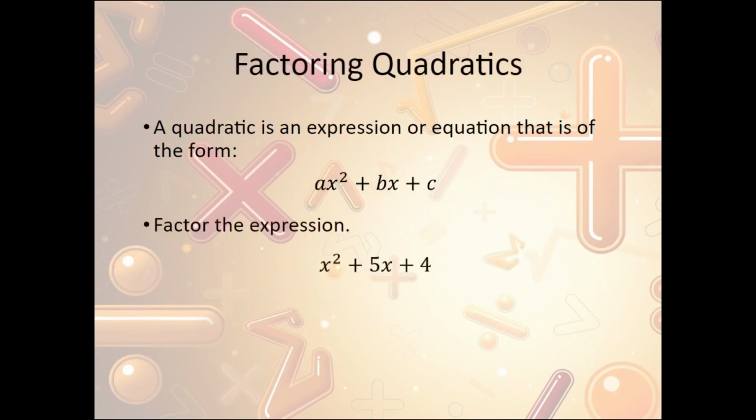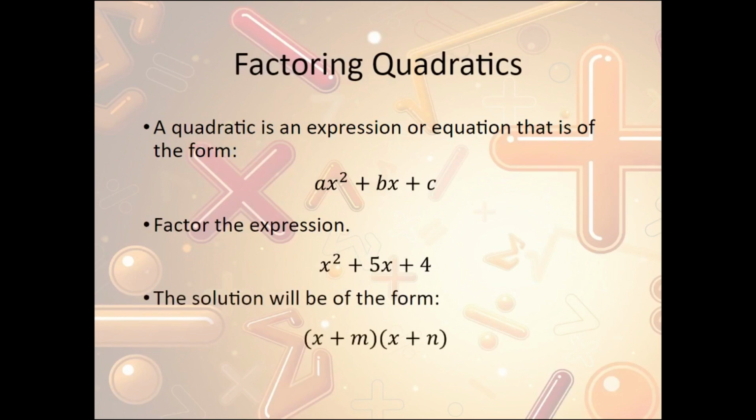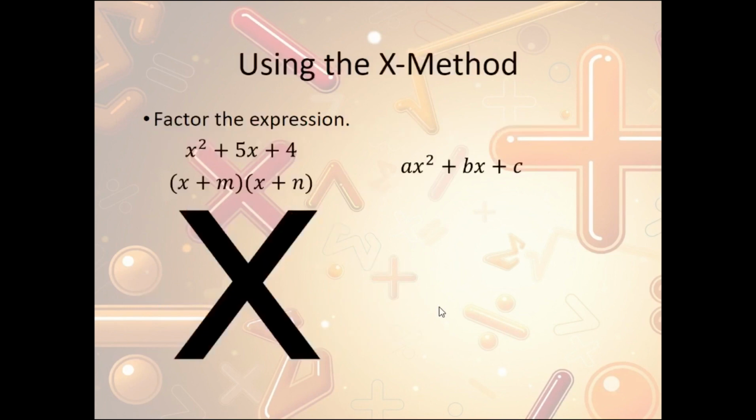So if I ask you to factor this quadratic, x squared plus 5x plus 4, the solution is going to be of this form: x plus m times x plus n, and m and n will be some number. So we need to figure out what numbers need to go in these two spots. And the way we do it is by using the x method. So we're looking at the same question, and here's what we do. We place c in the top. So c is 4, so this goes up here. Then we place b in the bottom. b is the middle number, so this goes here.